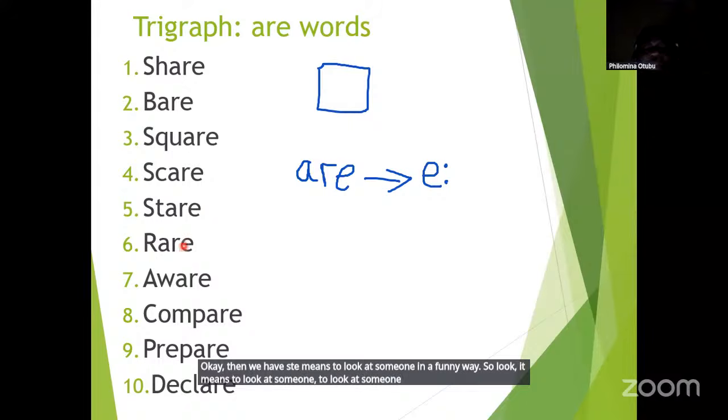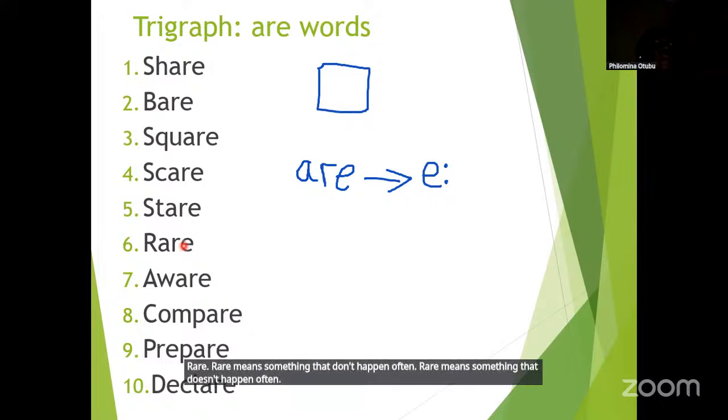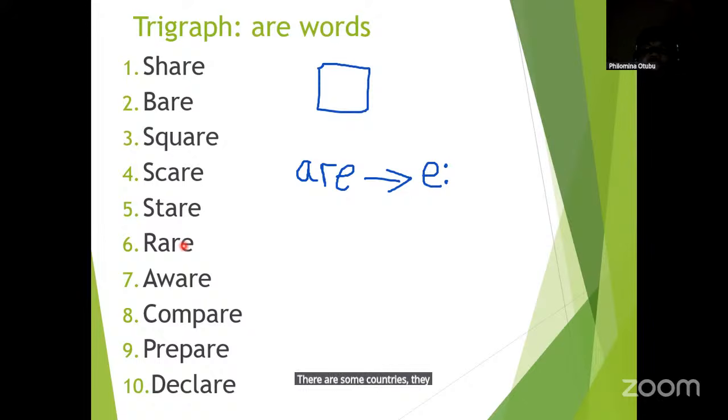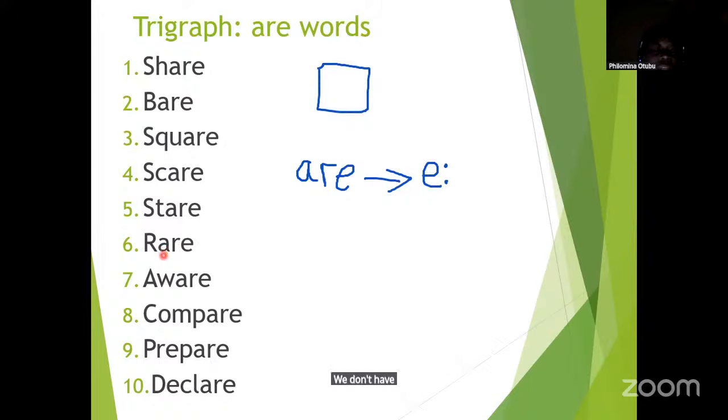Rare means something that doesn't happen often. Example, in Nigeria, we don't have earthquakes like some other countries, like Canada, Europe. There are some countries that always have earthquakes, but in Nigeria we hardly have earthquakes. Even if you hear about it, it's a rare case, once in a while. We don't have earthquakes like that.